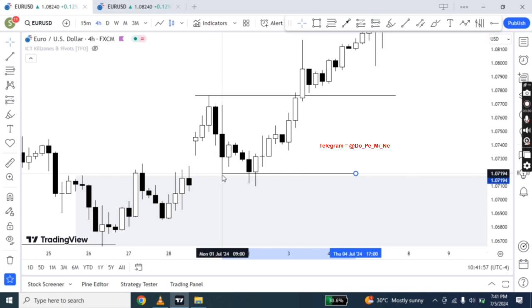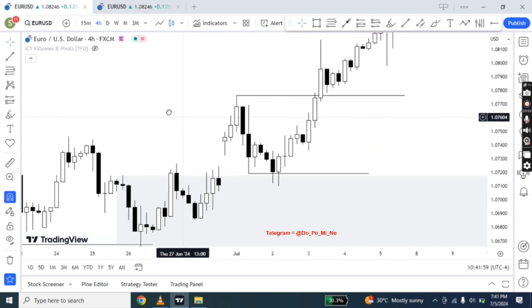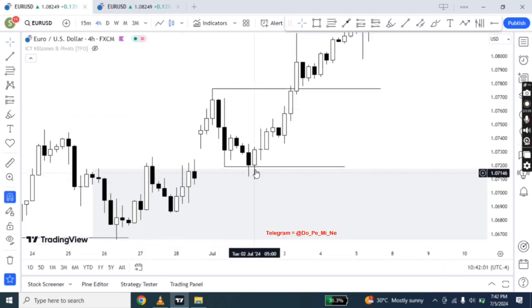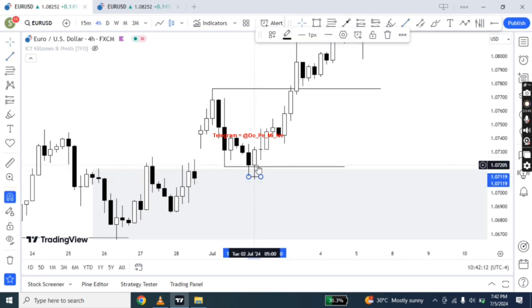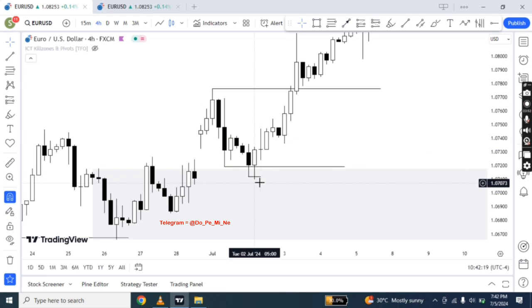So on the 4-hour, you can see right here that we purged this Monday CRT on Tuesday and then immediately reversed from there and closed inside the CRT range. Now you could have traded this 4-hour CRT on the lower time frame as well and could have potentially exploited it, but that's not the topic for today. Now what we are dealing with in this video is the price action on Wednesday, right?